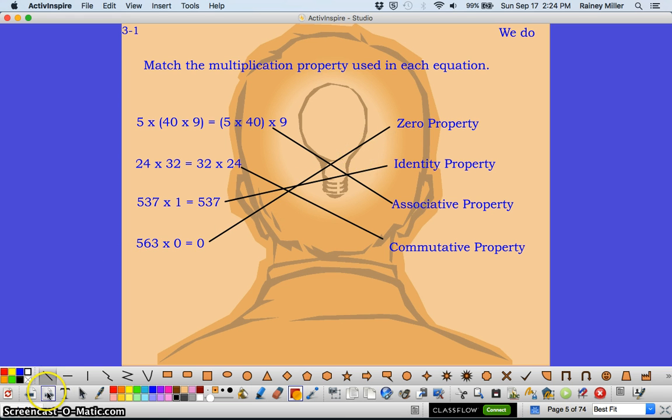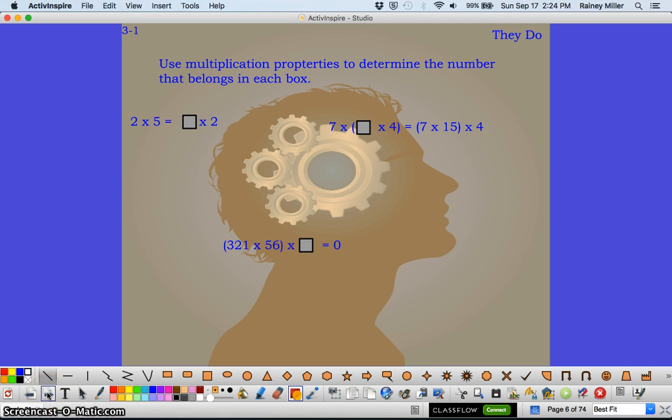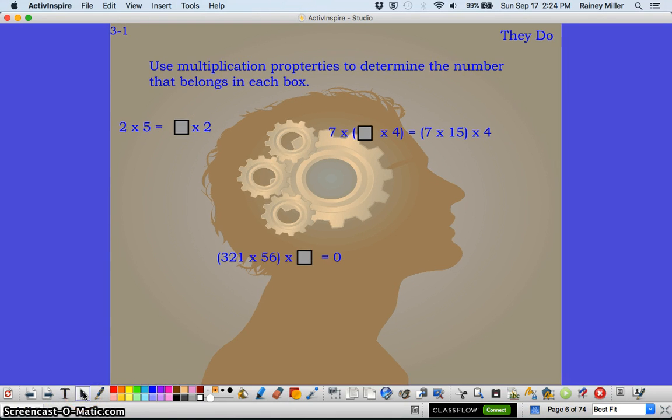All right, next one. Take a look at these, and I want you to figure out what would actually go in these little boxes here. So take a second, stop the video, try it out for yourself.